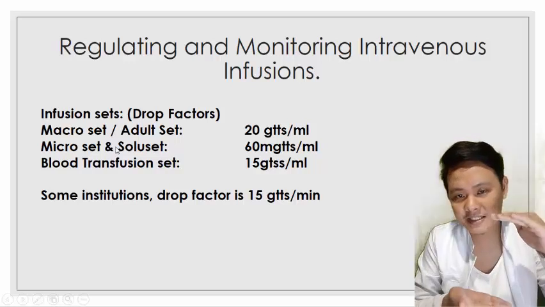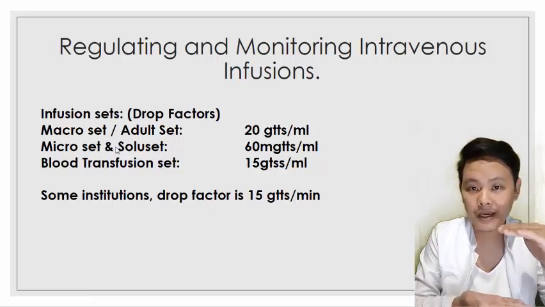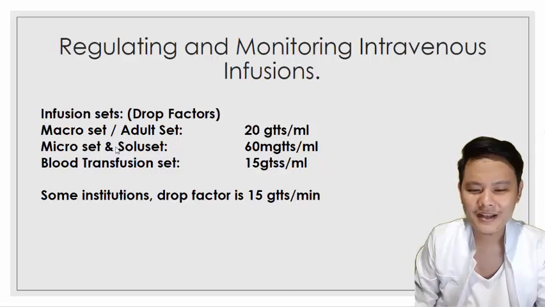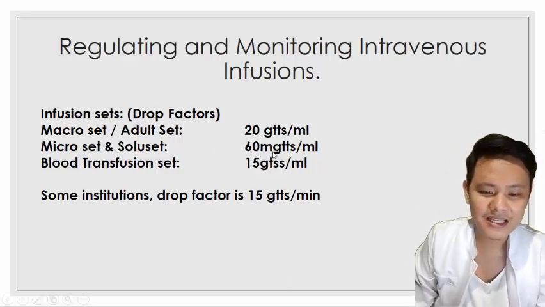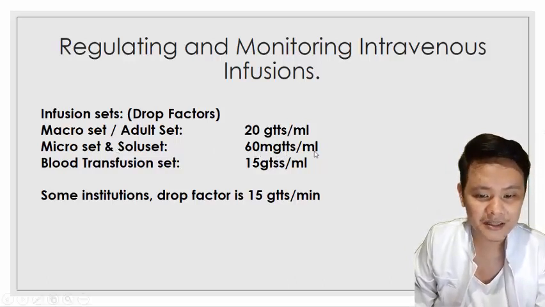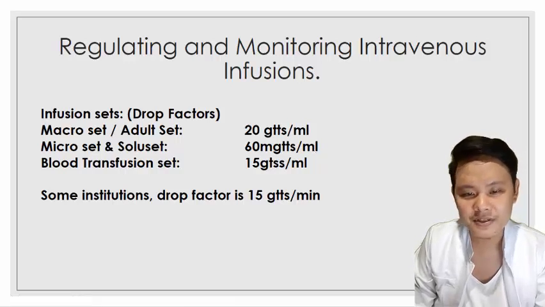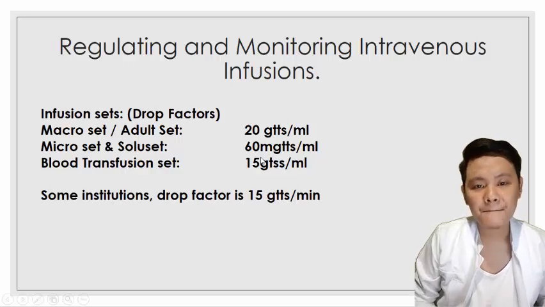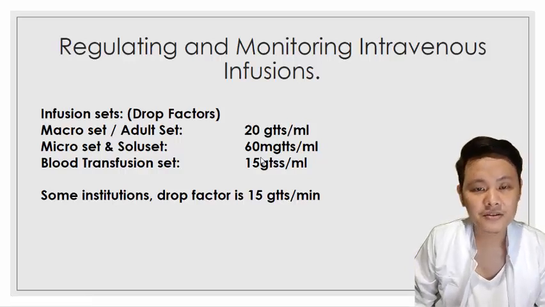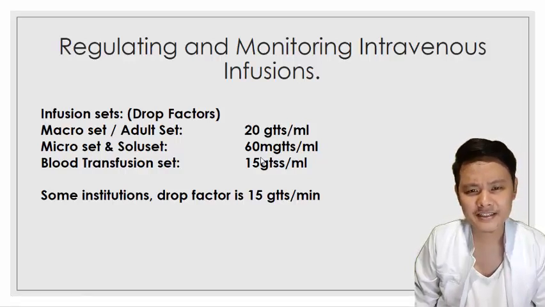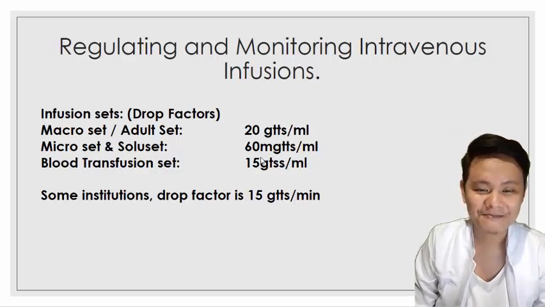Now, for the microset and soluset, yan po yung sa mga Pedia. Ang ginagamit lamang nila dyan is the 500 ml, pero depende pa rin yan sa order ni Doc. Ang drop factor is 60 microdrops per ml. Now, for the blood transfusion set, we use 15 drops per ml. But again, it depends on the institution. So, be careful guys. Tanungin muna natin si CI, okay?